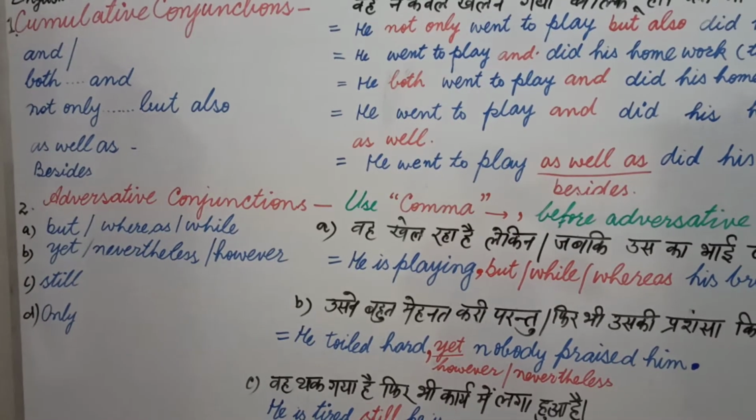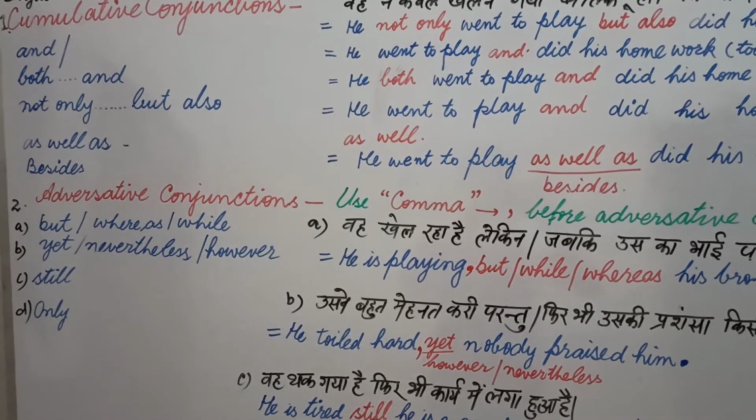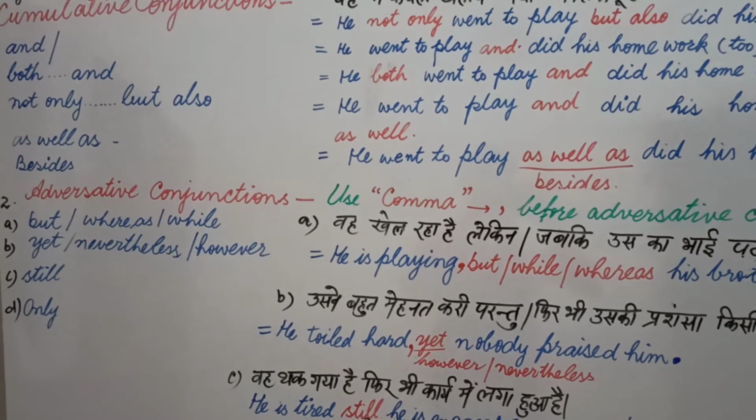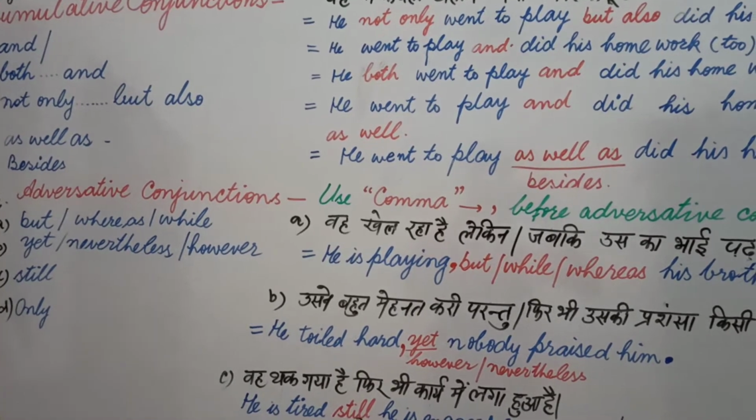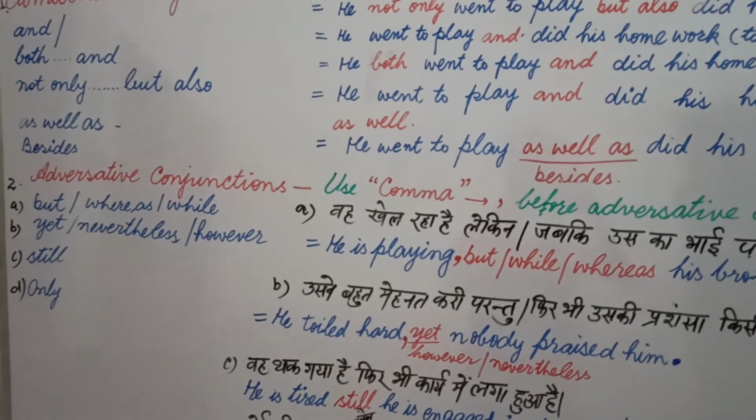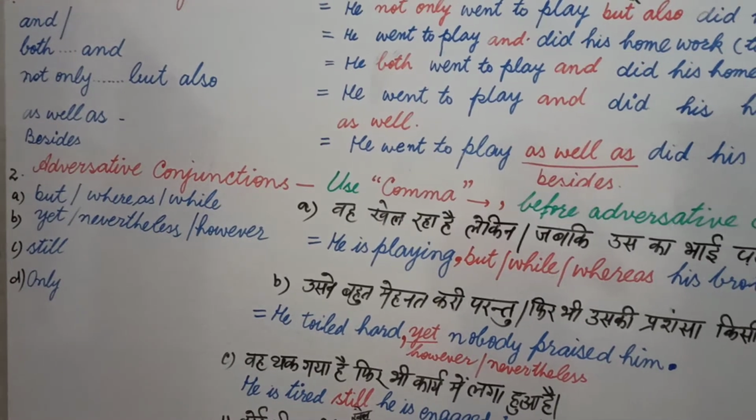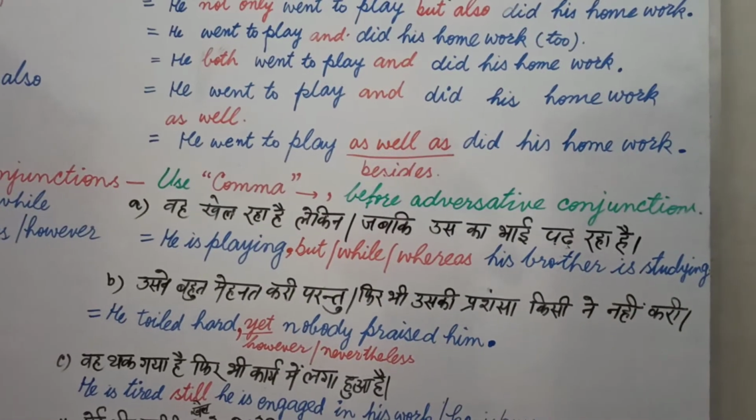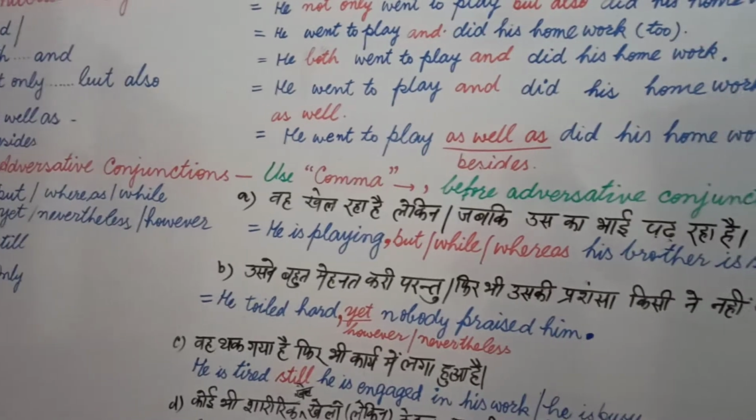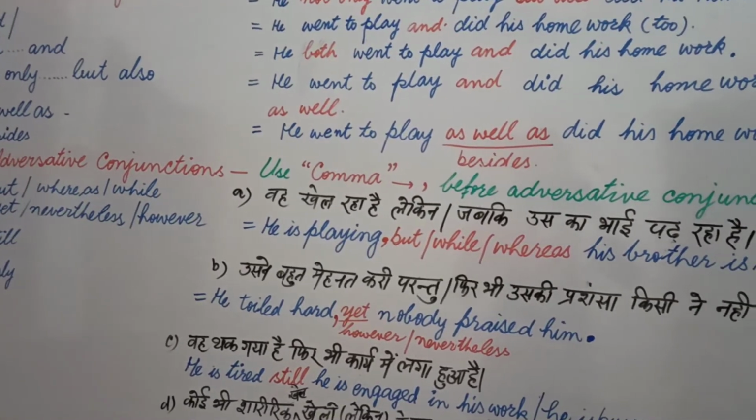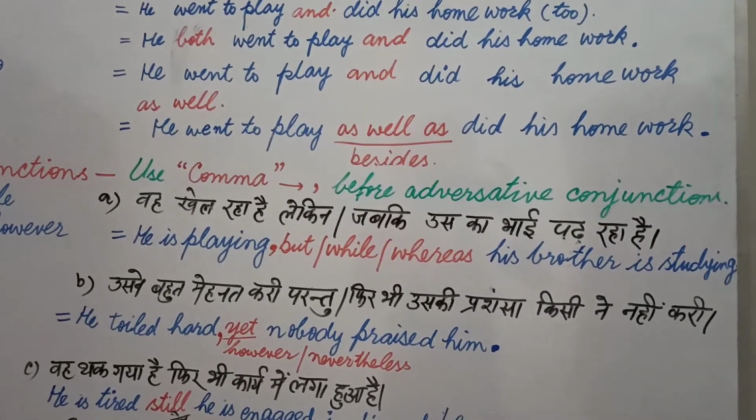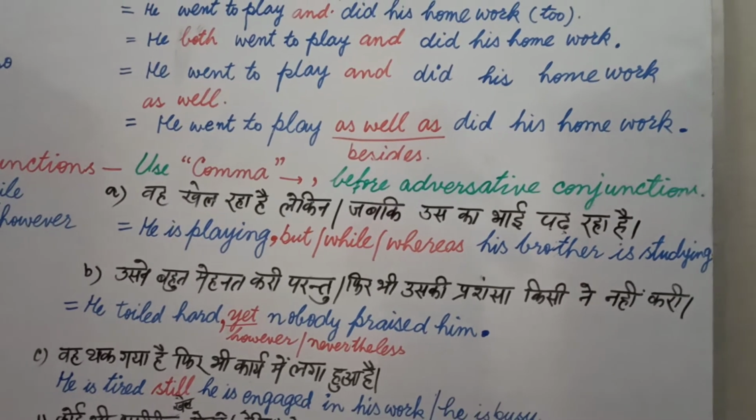We put but, whereas and while in same category, and in B yet, nevertheless and however I put in the same category, still in next category, and did in D only. Now let's see how we can use these. Before we begin these adversative conjunctions, students, you come to know that we use comma before these adversative conjunctions.